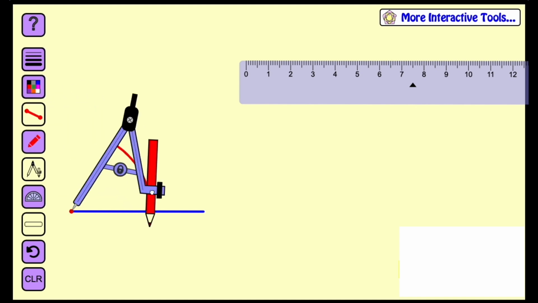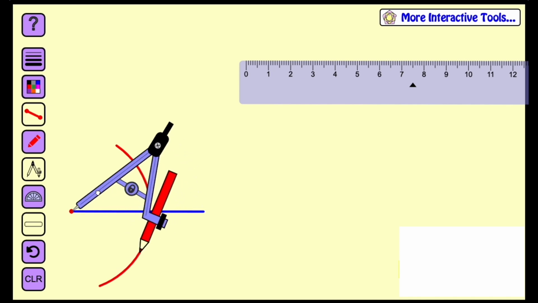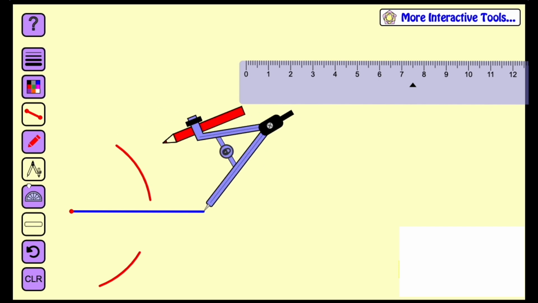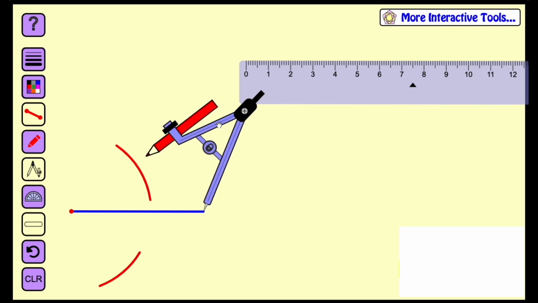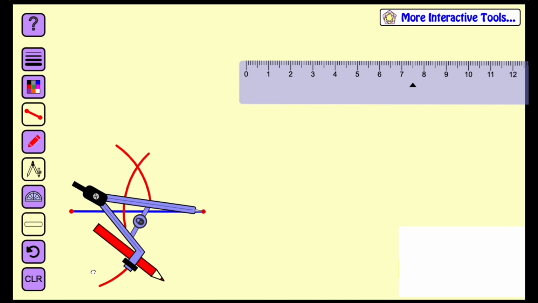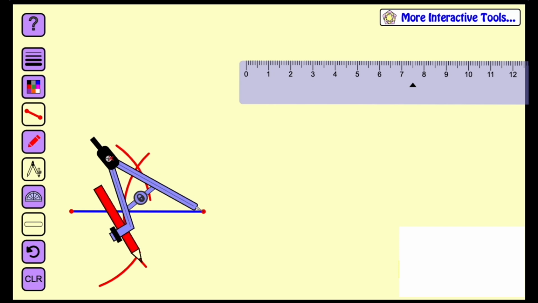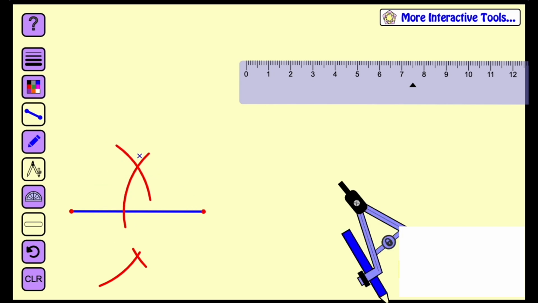Next, we're going to draw arcs above and below the line. Then, we're going to place the point of the compass on the other side of the line and create arcs that overlap or cross with the other two arcs, one on the top and one on the bottom. Now we can draw a line segment going through where the two arcs cross. This creates that right angle.